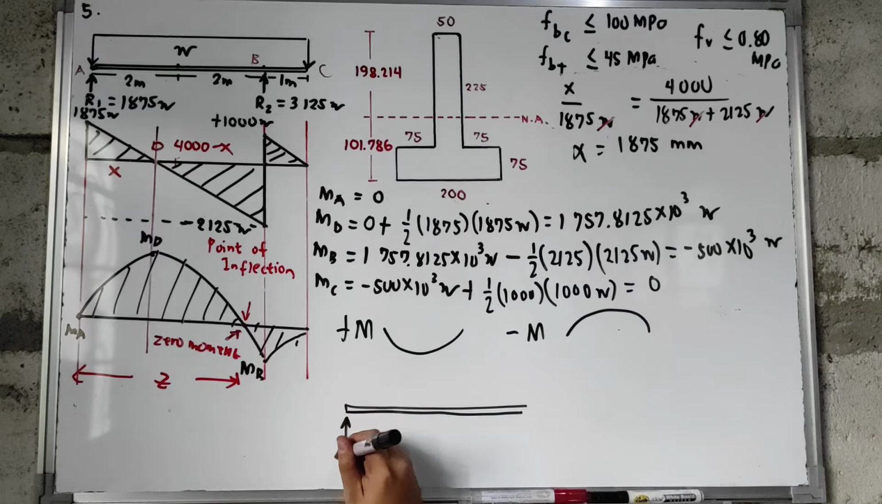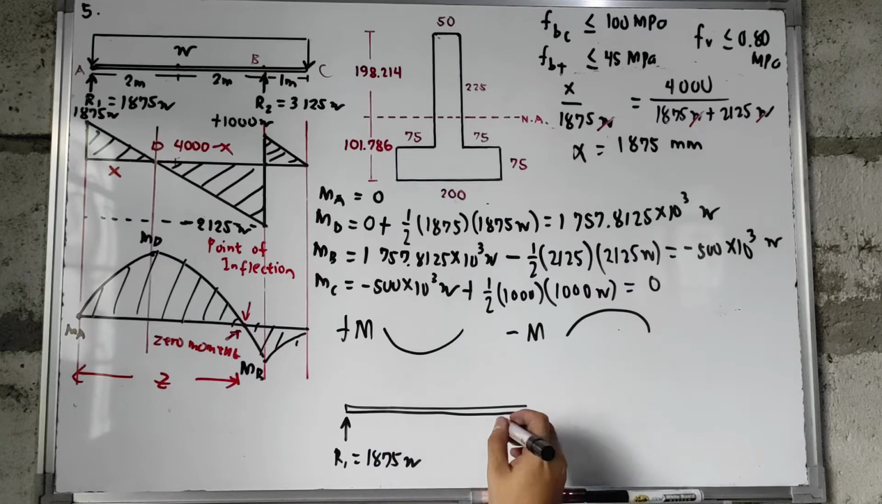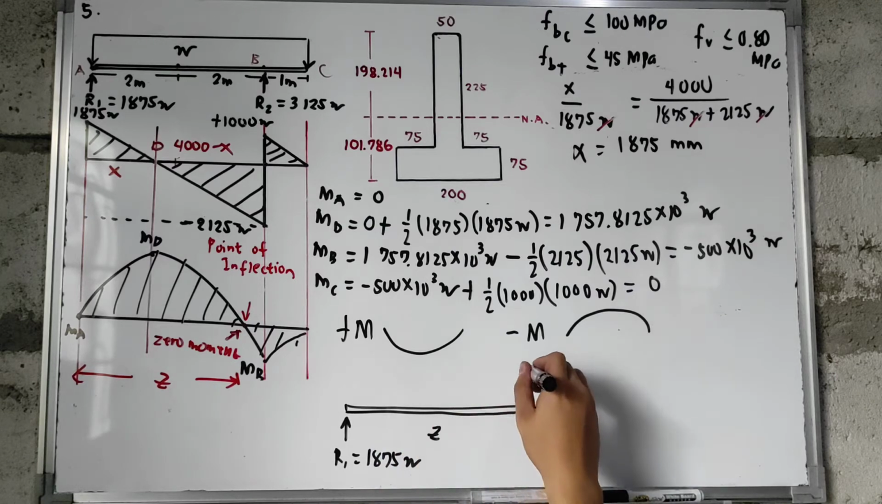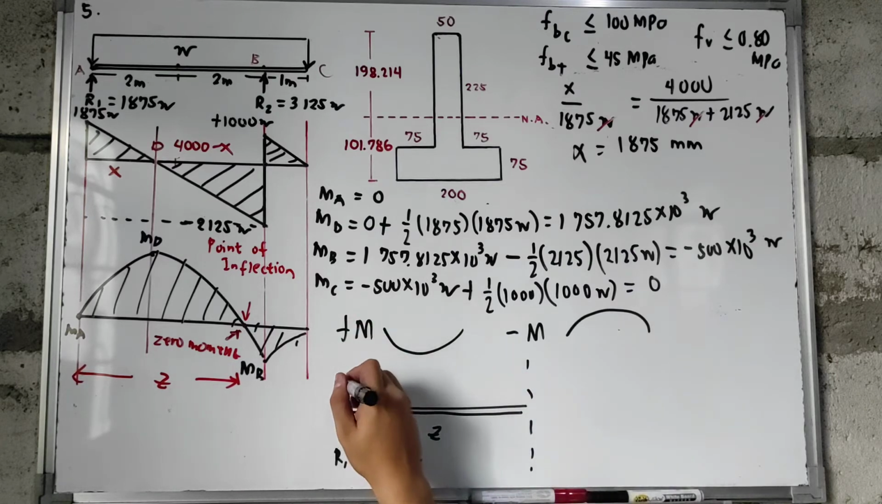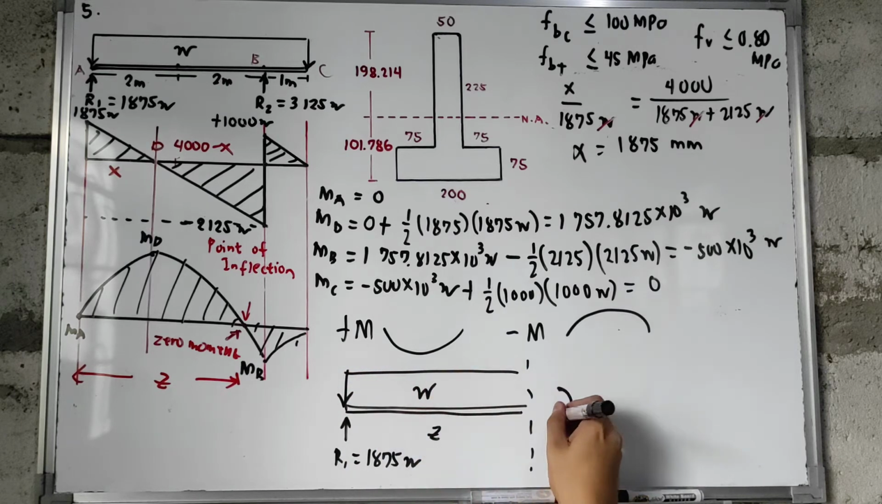So, meron tayo dito na R1, which is equal to 1,875W. Tapos, nandito si Z. So, i-cut natin yan. So, meron tayong W dito. So, hanapin natin yung value ng M natin dyan.